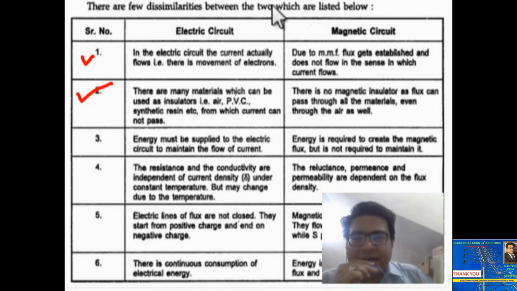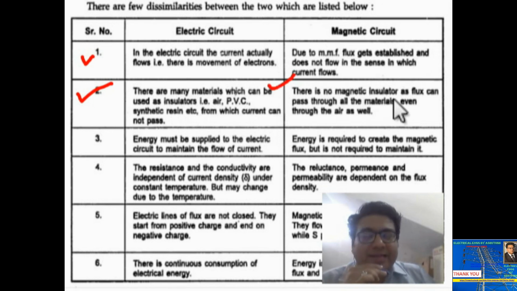Second point: there are many materials which can be used as insulators, like air, polyvinyl chloride (PVC), synthetic resin, etc., through which current cannot pass. This is important. These are insulators. And in the magnetic circuit you can see there is no magnetic insulator, as flux can pass through all the materials, even through the air as well. So guys, flux passes through all of them.